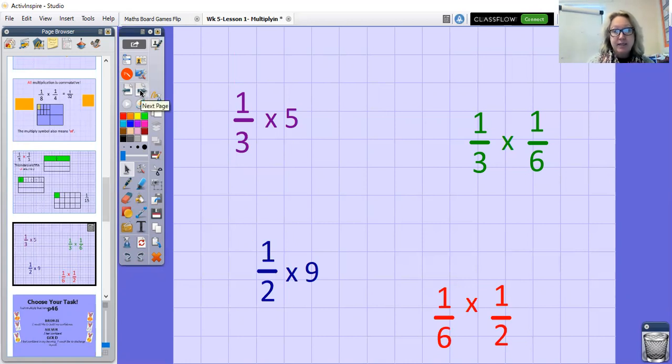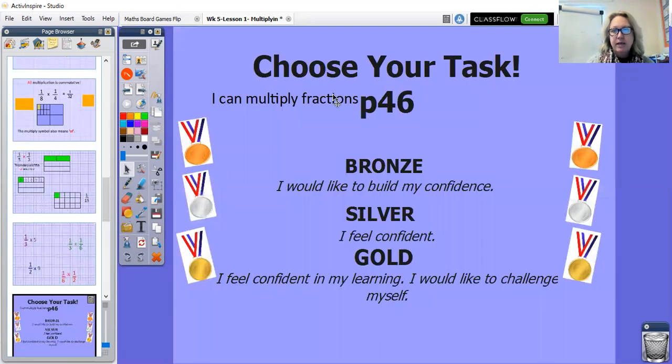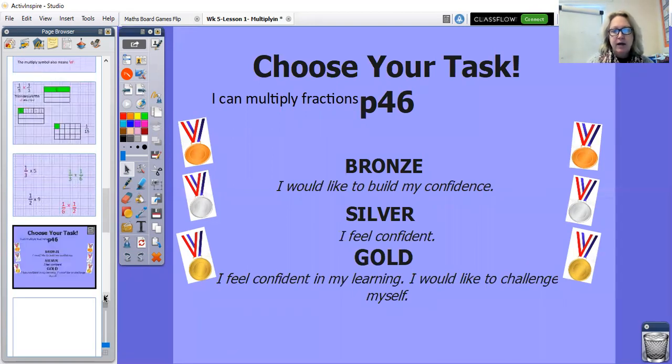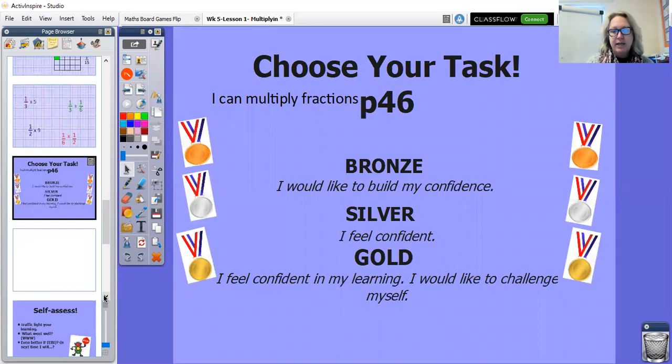So it really is as straightforward as that. We just need to make sure that they're both in fraction format, and we multiply the numerators and we multiply the denominators. So your task is page 46. If you want to build your confidence, it's bronze. If you feel confident, it's silver. And if you want an extra challenge, it is gold.